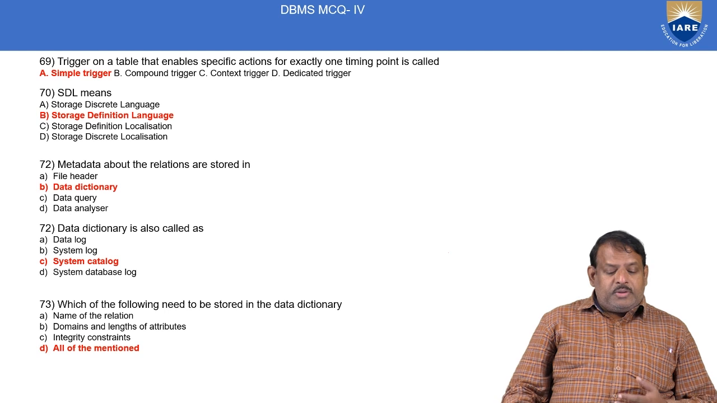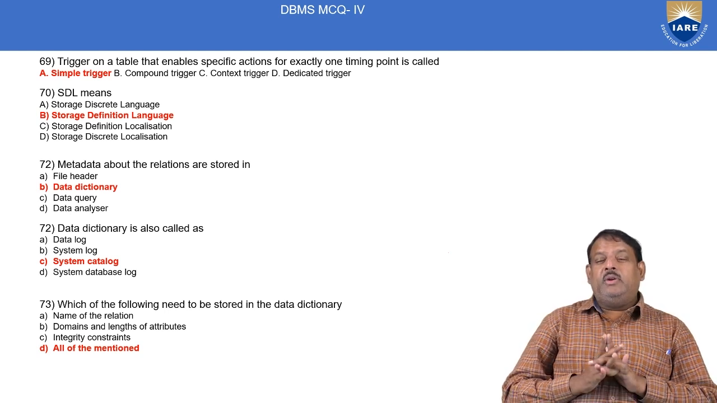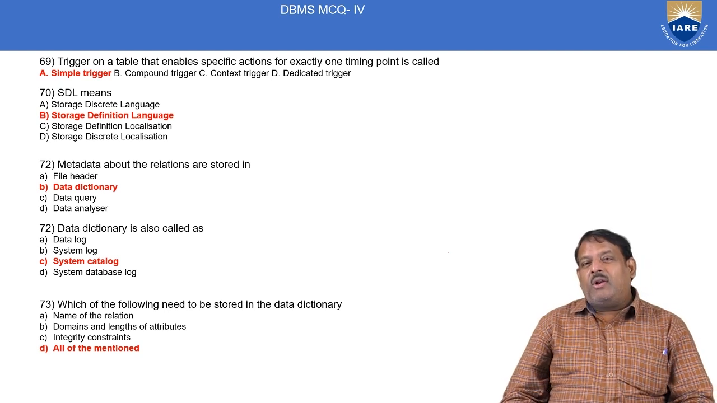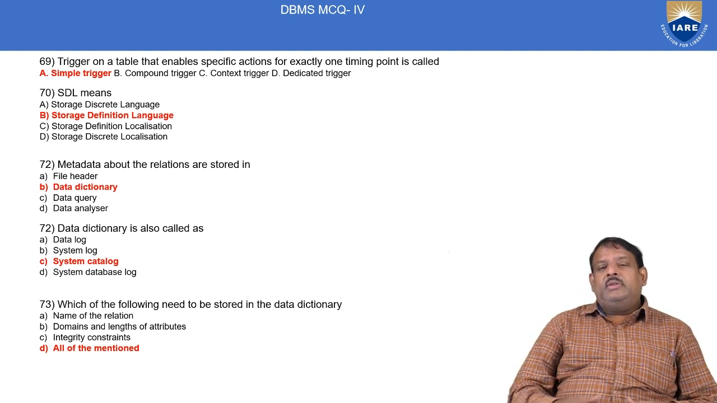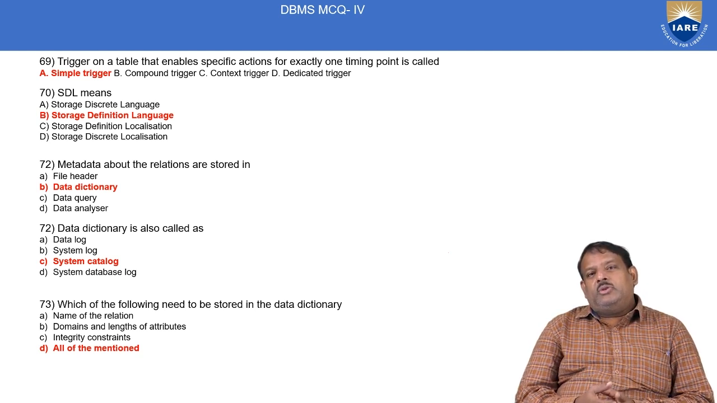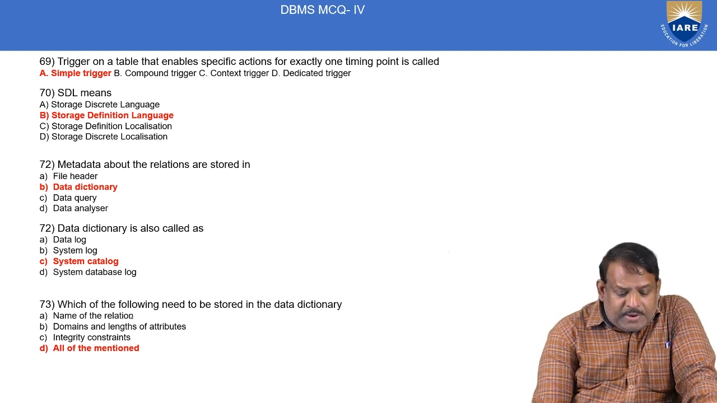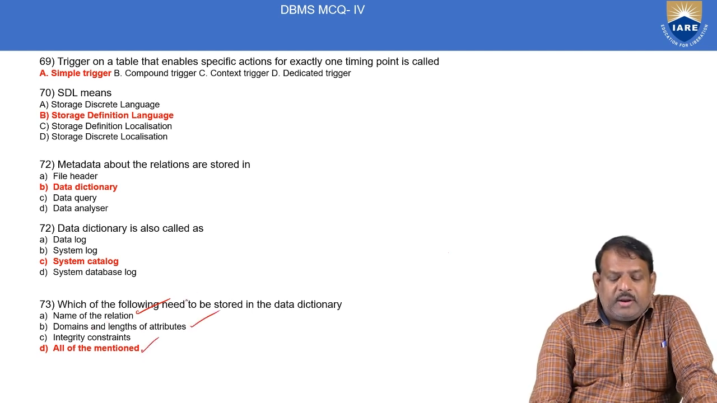Now, which of the following needs to be stored in the relation? I said that any operation you do in a database is stored. Even if you create, drop, or alter, whatever you do, everything is stored in the data dictionary. So it is storing the name of the relation, the domain and the length of the attributes, the integrity constraints, all are mentioned. So the data dictionary is going to store every information of your database.